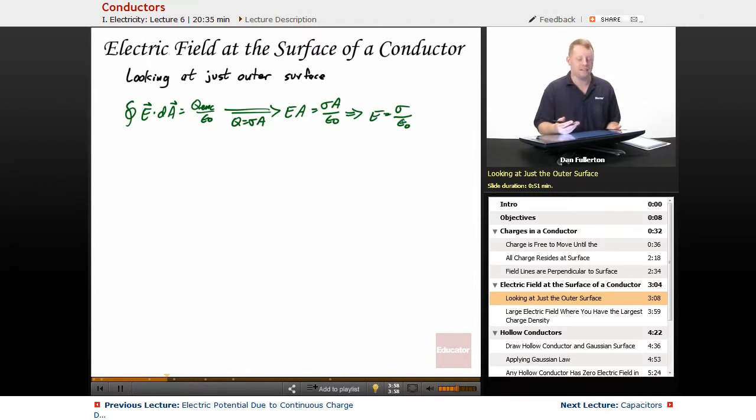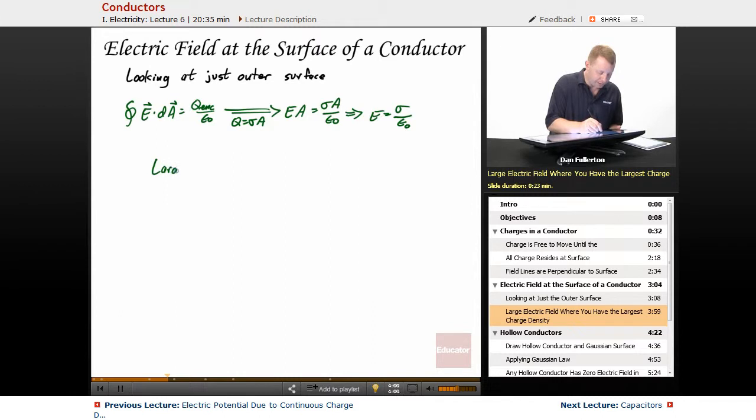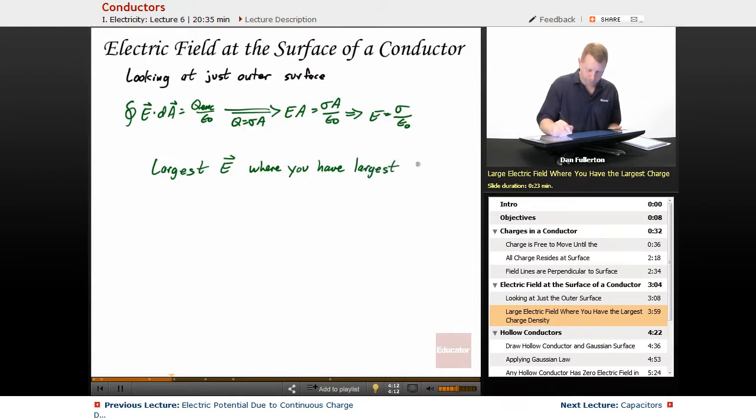What this really means then is you're going to have the largest electric field where you have the largest charge density. Which is common sense as well, but probably worth stating explicitly here. Now, let's talk for a minute about hollow conductors.